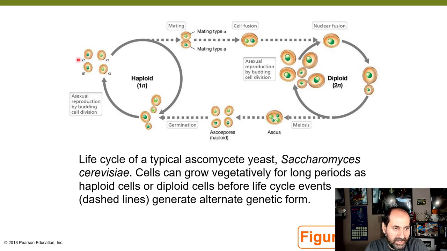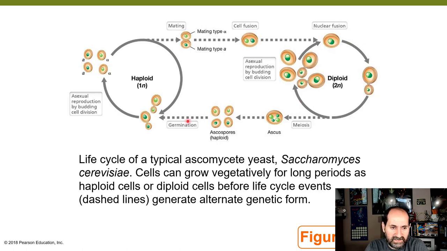Opposite mating types, A and alpha, can fuse. Mating type alpha and mating type A fuse, and now you have a diploid cell. You see nuclear fusion of your opposite mating types, A and alpha, so now you have a diploid cell. And then again, through budding, you make more diploid cells.